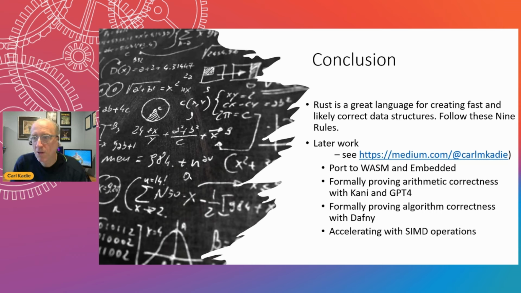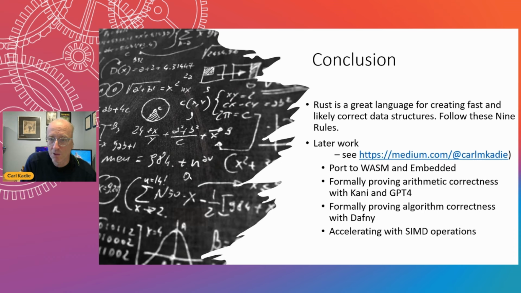If you do decide to do it, I encourage you to follow the nine rules. As a follow-up, you can see the article that this talk is based on, on Medium at Carl and Kadie. There are also some other follow-up articles porting the data structure to the web and to embedded processors, formally proving some of the arithmetic operations that the data structure uses using Kani. I'm not sure I'm pronouncing that right. And even formally proving one algorithm's correctness using a different tool called Dafny.